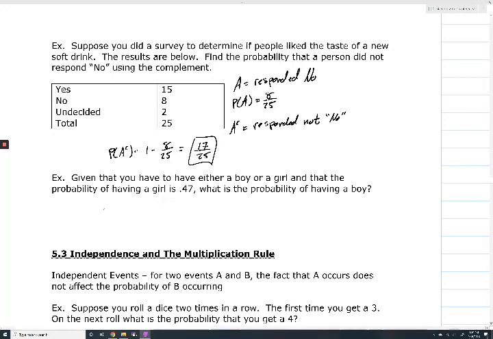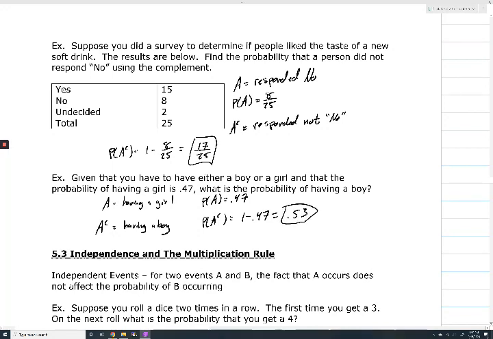Last, if A is having a girl, then not A is having a boy. Probability of A is 0.47. The probability of not A is 1 minus 0.47, which is 0.53. So the probability of having a boy would be 0.53 because you're either having a girl or a boy. That is the end of 5.2.